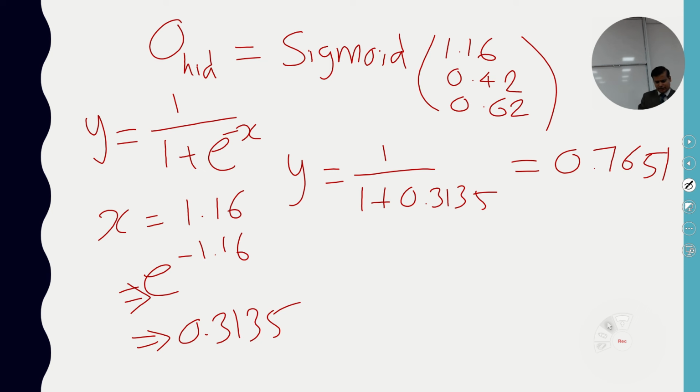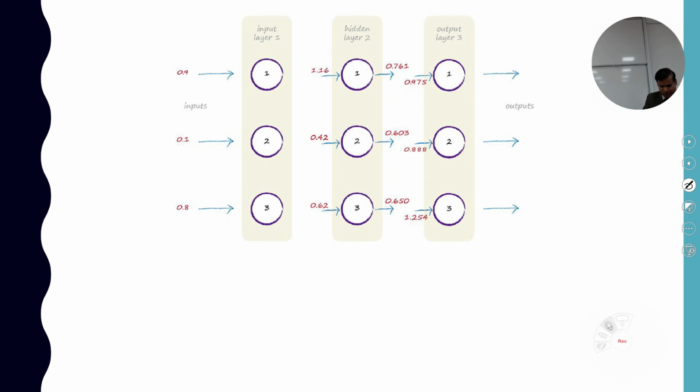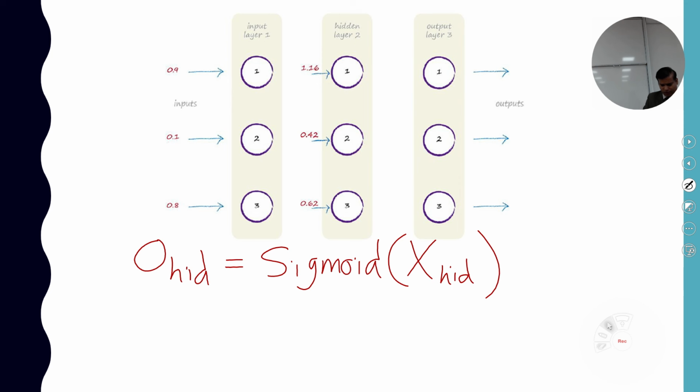Now let's see how it appears to be. For each and everything, you're going to do this. So right now I took the x as 1.16, and you can take x as 0.42, you can take x as 0.62. Based on that, you can find the given values. So let's see what happens now. If you have these two layers now, just stop for a while and think again about what we have done here. So we have given certain inputs and we got the outputs here.